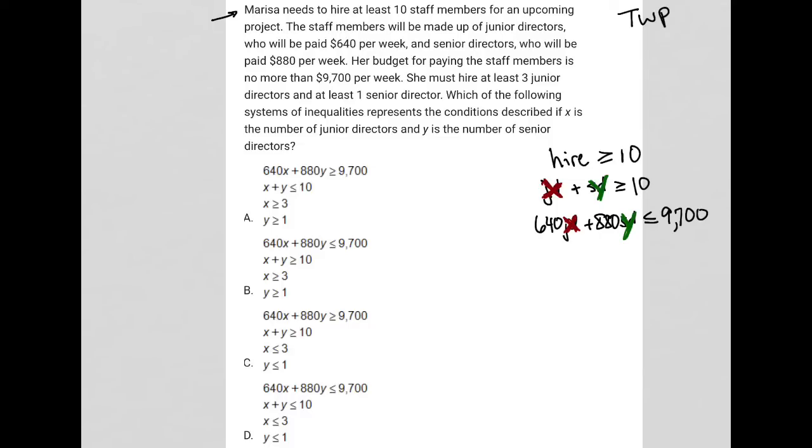Okay, so choice A says we have 640X plus 880Y is greater than or equal to 9,700. We don't have that. We have less than or equal to 9,700, so I'm going to cross out choice A.